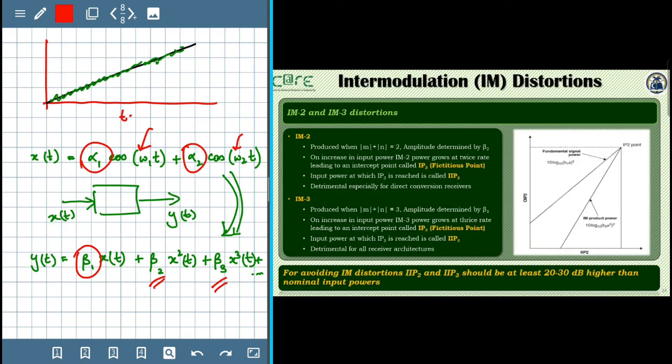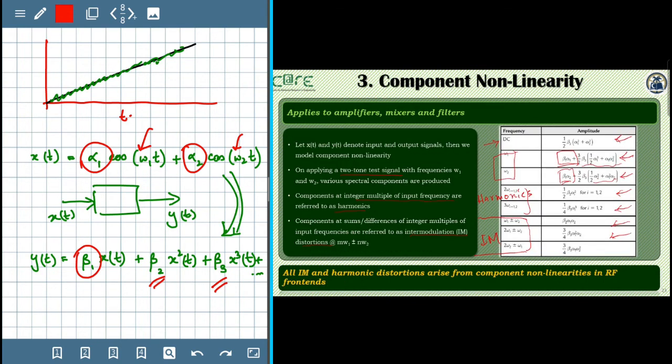Looking closer, we will see that intermodulation 2, or the second order intermodulation, is produced when the sum of the absolute values of the two integers m plus n is equal to 2. That is, m and n are both unity. In this case, the amplitude is solely determined by beta 2. As you can see here, the second order intermodulation distortion is determined by beta 2 times alpha 1 alpha 2.